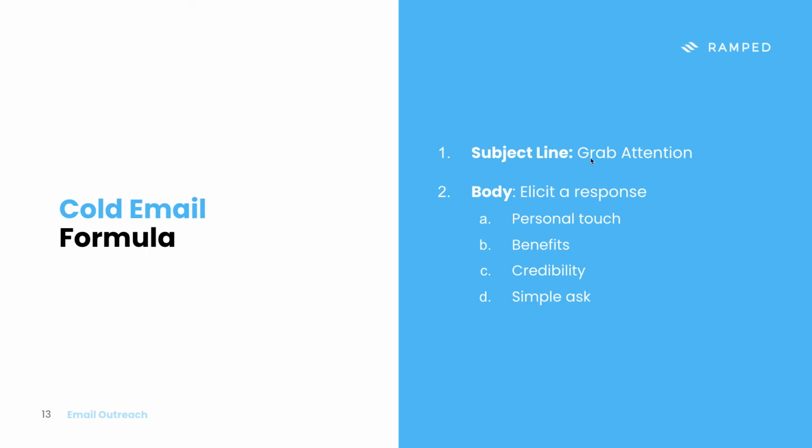Now, the subject line's goal is simply to grab attention. We just want it to pique their curiosity so that they click on that email and read that email. And then the goal of the body is to elicit a response. Remember, our whole goal of the email is just to get a response. So we want the body of the email to really invoke curiosity and action out of the prospect to respond to us. Now, there's 4 parts of the body here. We're going to run through all these 4 parts in a moment.